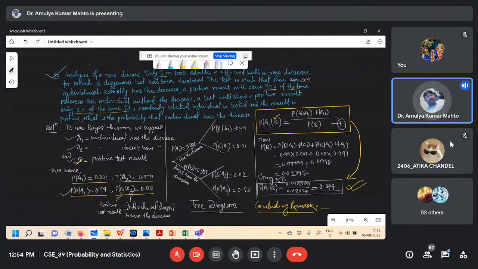Okay, so I am stopping here. I will discuss a few more problems on Bayes theorem because this is one of the important ones. For today, I am stopping here.